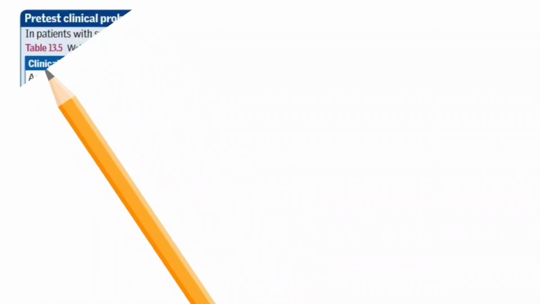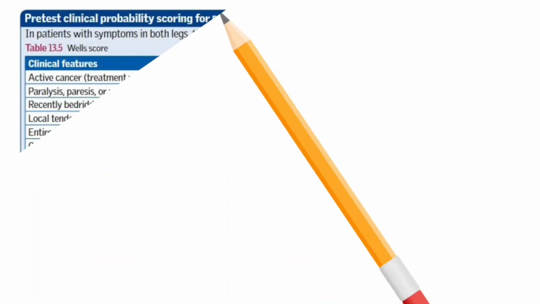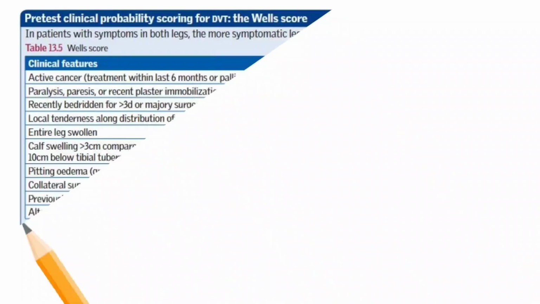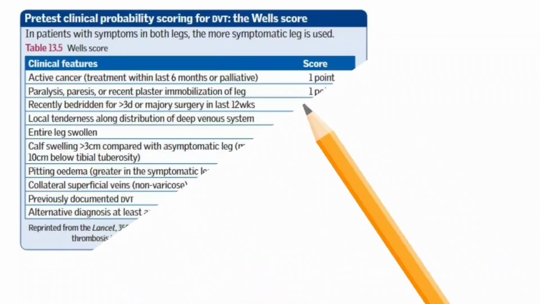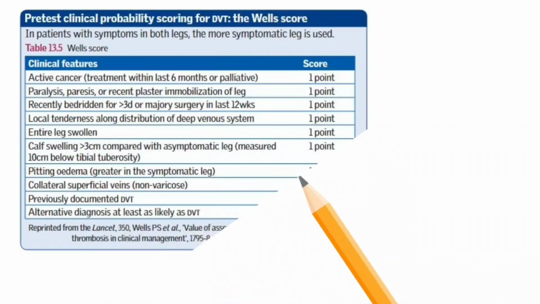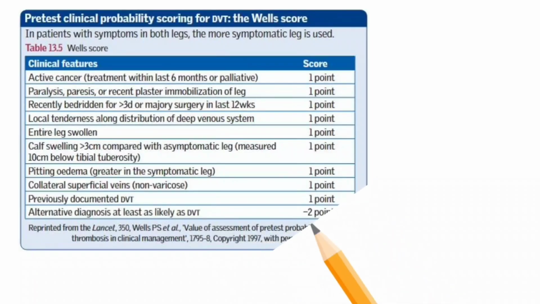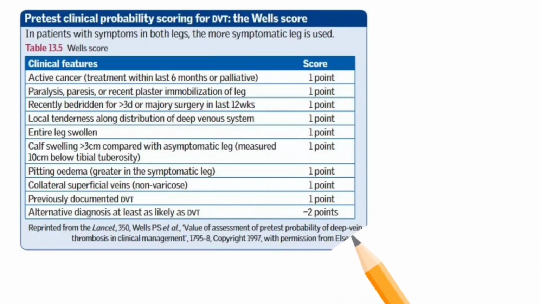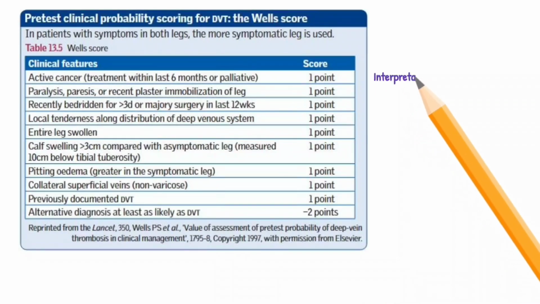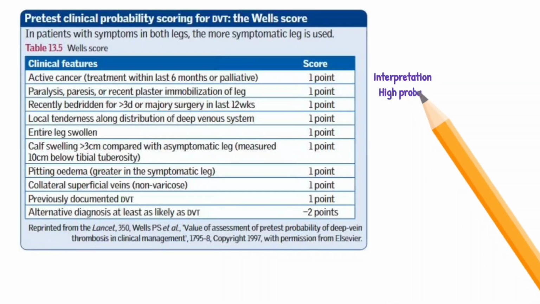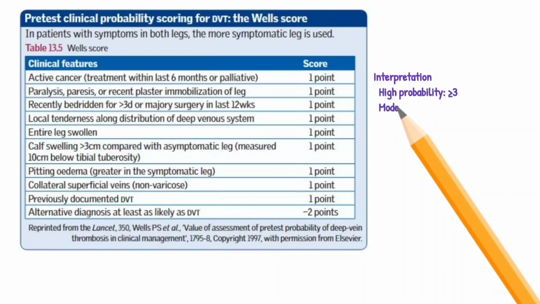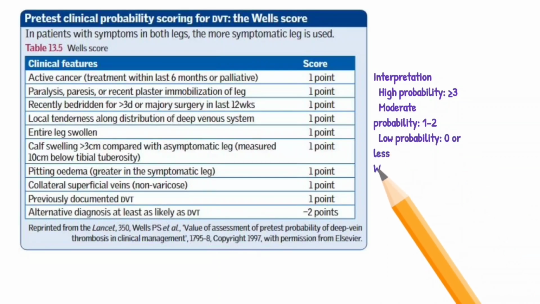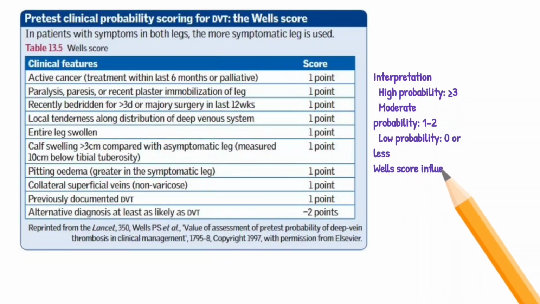Now let's talk about the Wells score, which is used to estimate the pre-test probability in patients with suspected disease, and it is the initial step in the diagnostic workup. This score will stratify the patients into likely or unlikely to have DVT, and then it will guide us to further diagnostic testing.